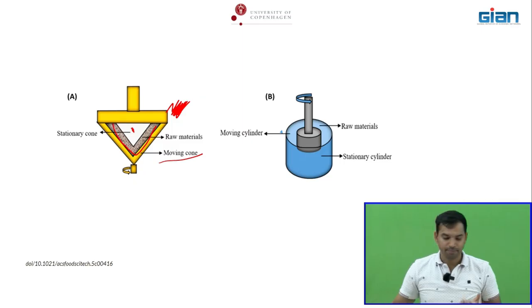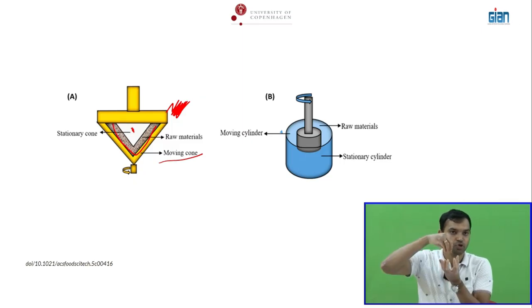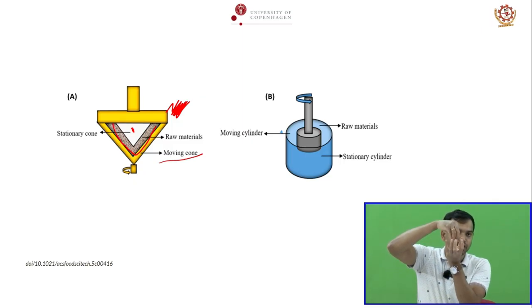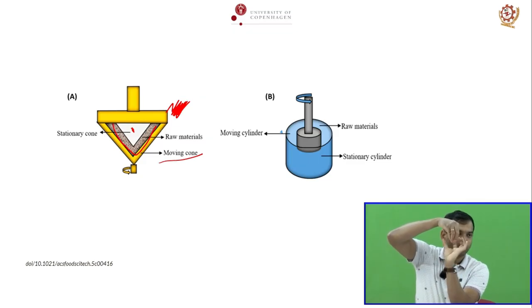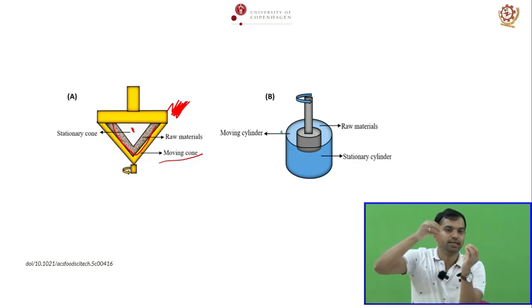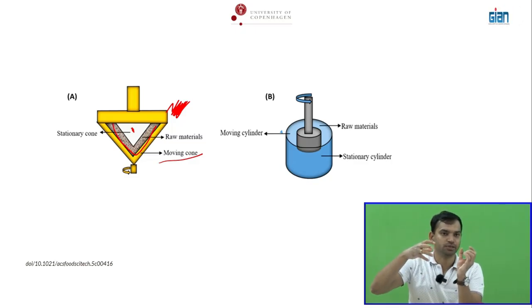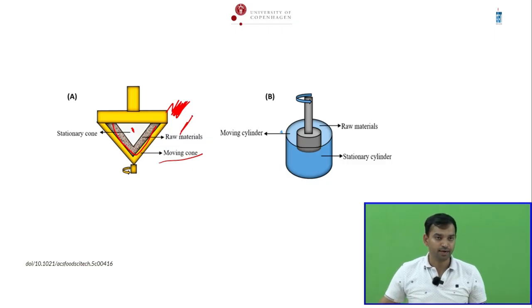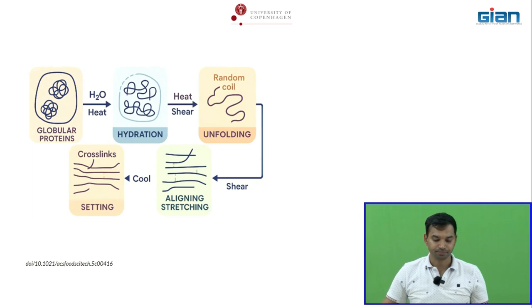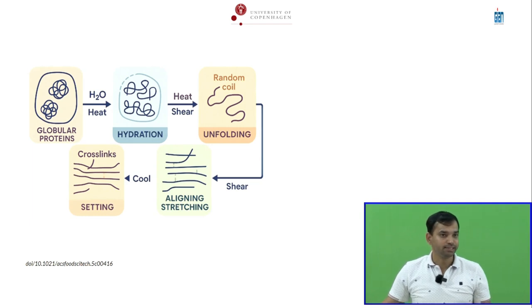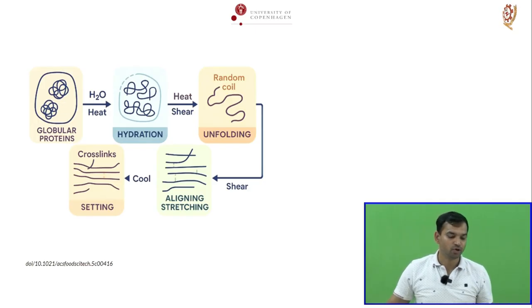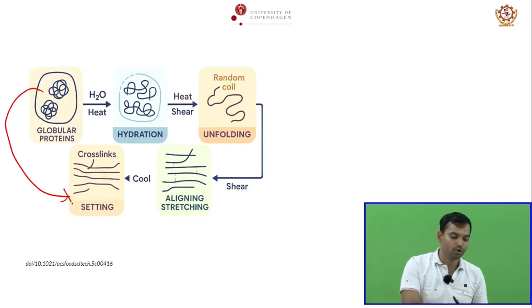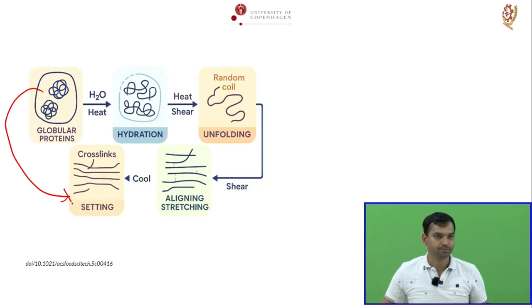So basically, it has 2 cups, 2 cones, and between the 2 cones the sample is placed, and one of the cones rotates, and that creates the shear stress, and that leads to the fibrous structure. And the temperature is also important here. It also goes to high temperature. Apparently, you can control the temperature here. The mechanism is exactly the same that I just explained: protein denaturation, renaturation, and cross-linking. You're converting a globular protein into a fibrous structure.